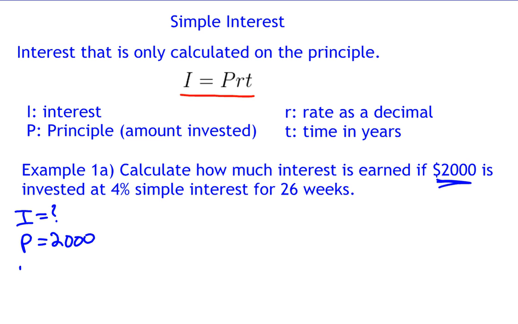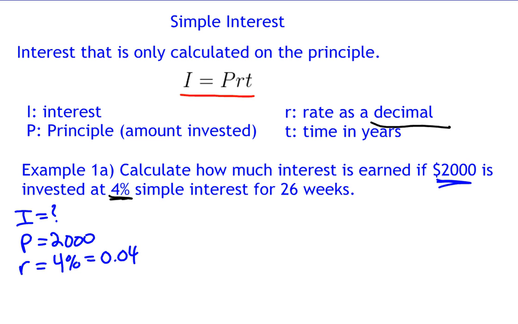Next up is the rate. The rate always has to be given as a decimal. So we want to know what the rate is as a decimal. Here's 4% as a decimal. Remember, to change from percent to a decimal, you divide by 100, so 4% is the same as 0.04.